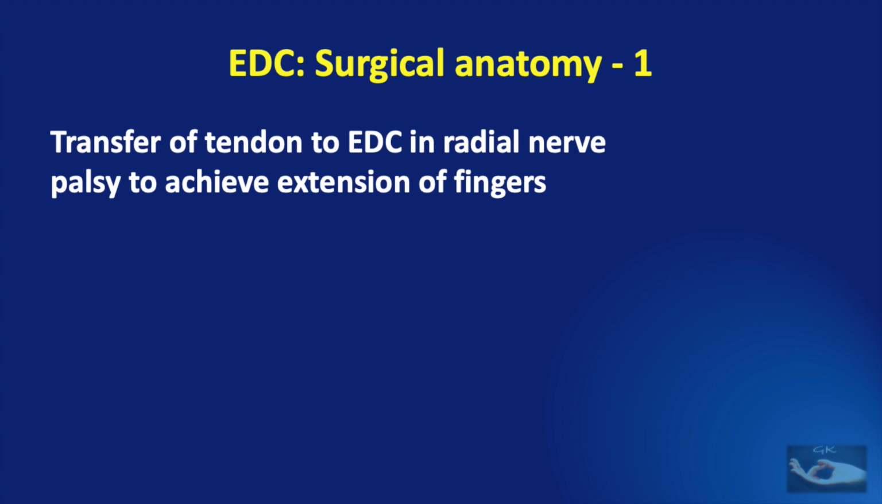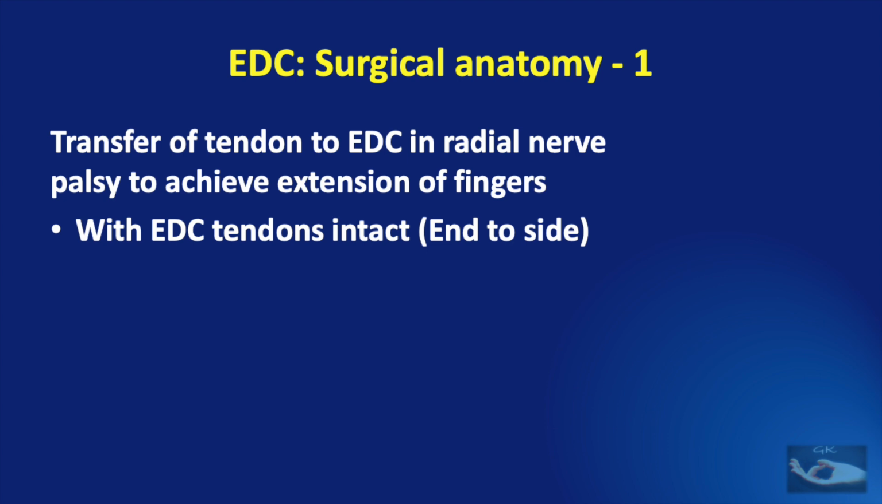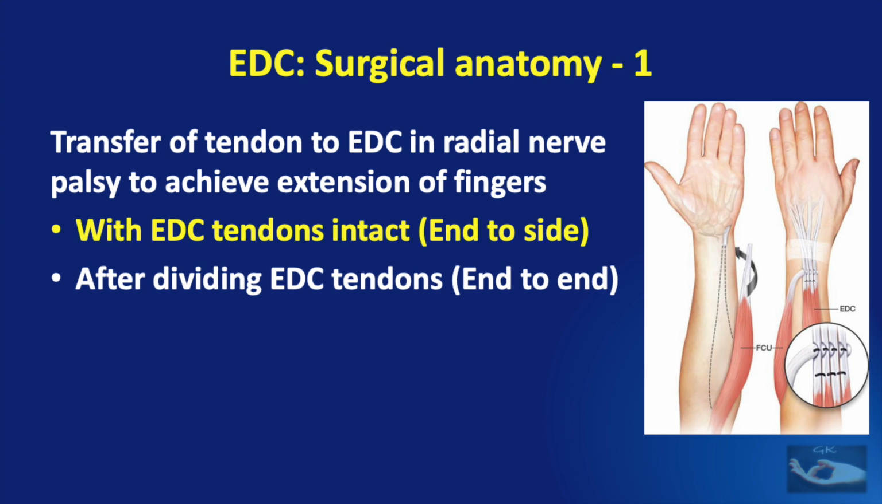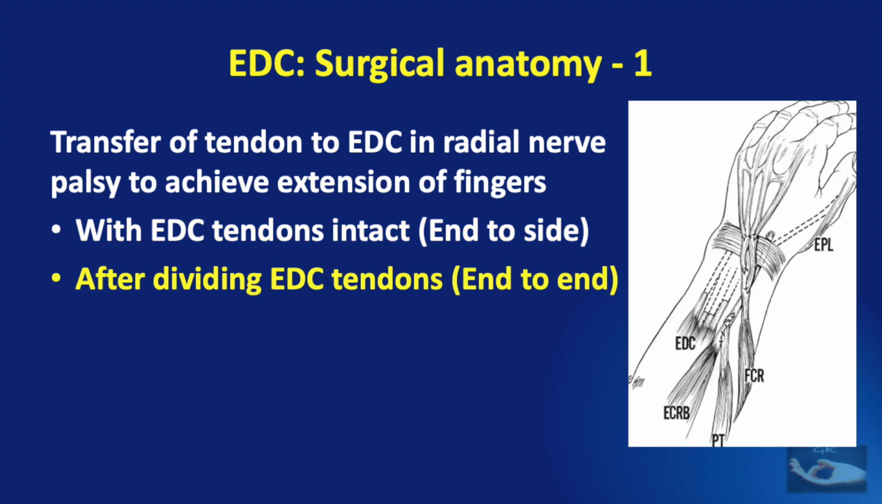Surgically, it is important to transfer a tendon to the extensor digitorum communis in radial nerve palsy to achieve extension of the fingers. This can be done with the extensor digitorum communis tendons intact, that is, an end-to-side suturing of the transferred tendon, or after dividing the EDC tendons, where an end-to-end suturing of the tendons can be done. If done with the EDC tendons intact, the tendons must lie in their extensor retinaculum compartment. If it is done after dividing the extensor tendons, the tendons must be moved to the subcutaneous plane so that the line of pull is straight.